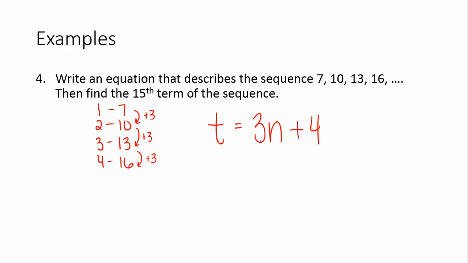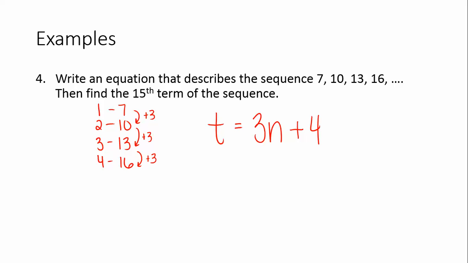So let's check if our rule works for the rest. 3 times 2 is 6, plus 4 is 10. 3 times 3 is 9, plus 4 is 13. 3 times 4 is 12, plus 4 is 16. So your term rule, or the equation, to find a term number, we take 3 times n plus 4.